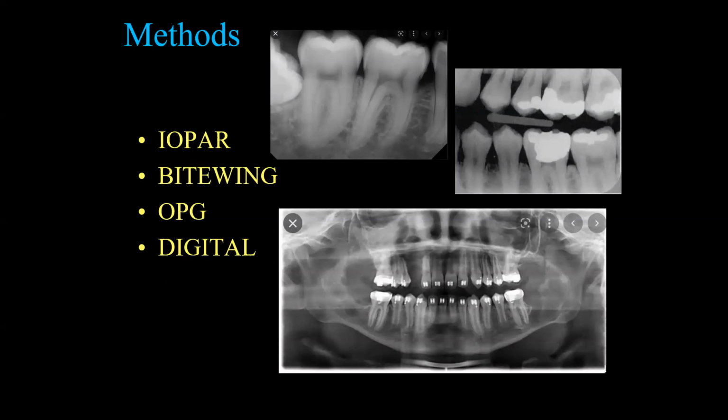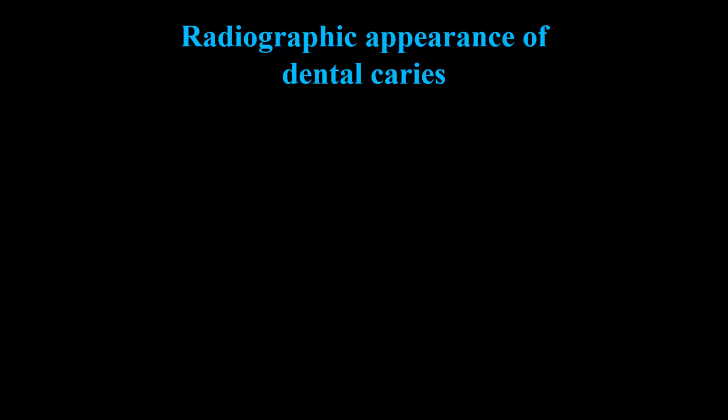So let's see what are the different radiographs that we can employ to diagnose caries. The most commonly used radiograph is the intraoral periapical radiograph, or the IOPAR, followed by bite-wing radiographs. Bite-wing radiographs actually help us more to diagnose interproximal caries. Then if there are a lot of teeth involved with caries, we can go for an OPG or a panoramic radiograph. Or nowadays, we can use digital sensors to take radiographs. All these methods are used to diagnose caries using radiographs.